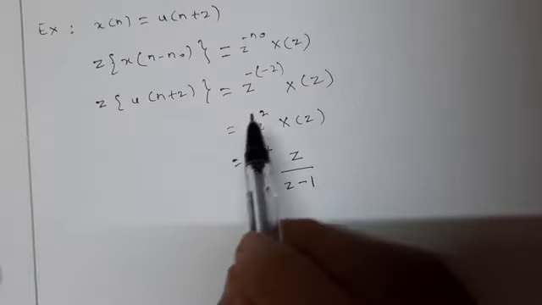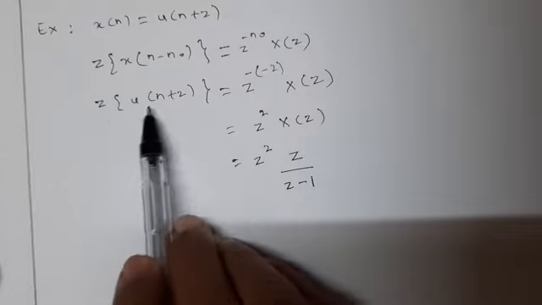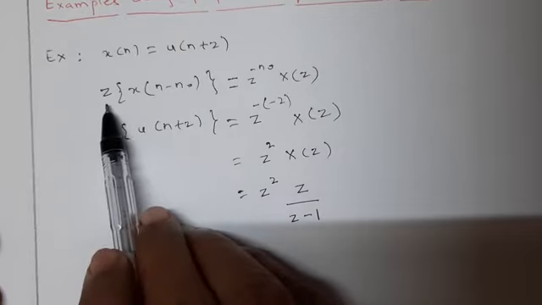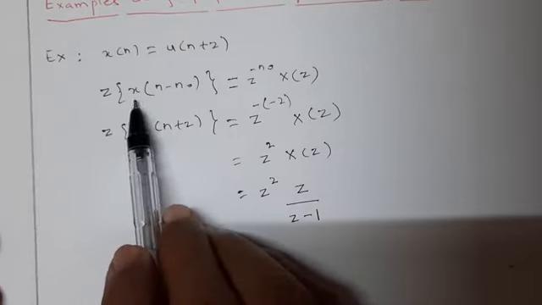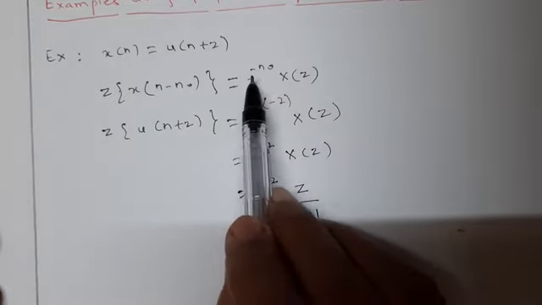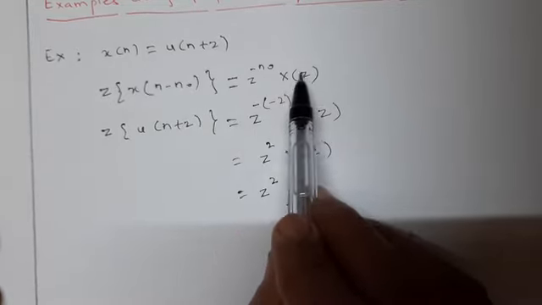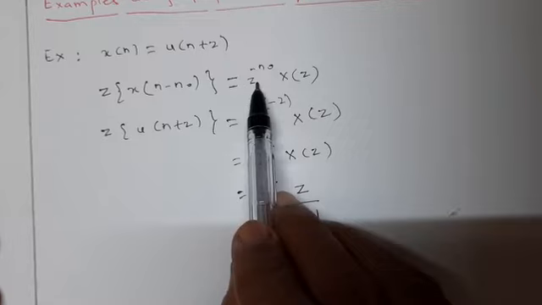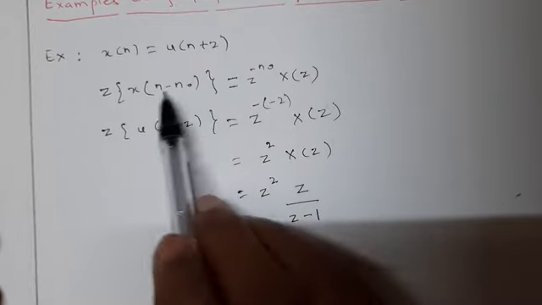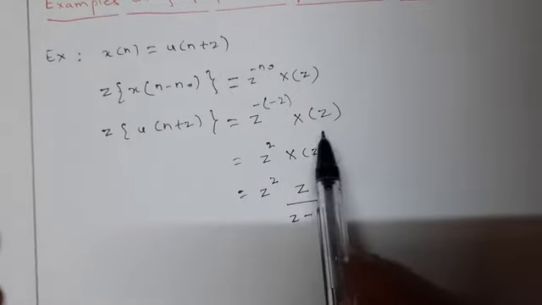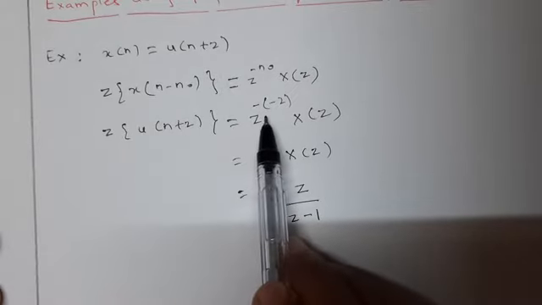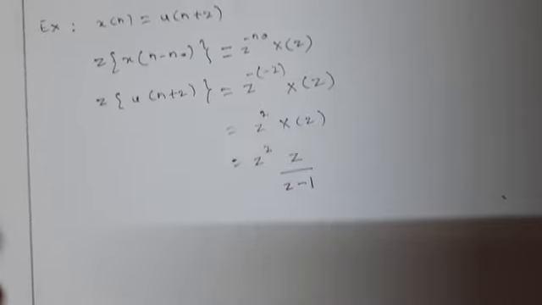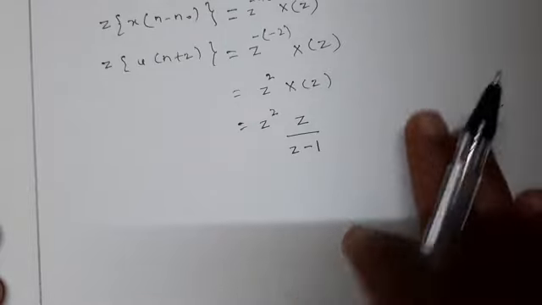So hope you have got it. What I have done is, we needed to find Z transform of u of n plus 2. According to the time shift property, Z transform of x of n minus n naught is z to the power minus n naught X of z. This X of z, when you take out the time shift n naught, will be Z transform of only x of n. Hence similarly for u of n plus 2, when you take out the time shift 2, it remains Z transform of u of n. So Z transform of u of n is z divided by z minus 1. So you can solve it.